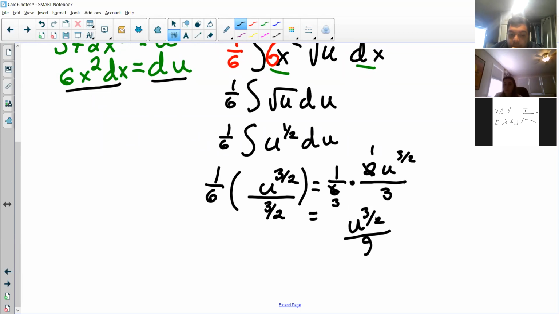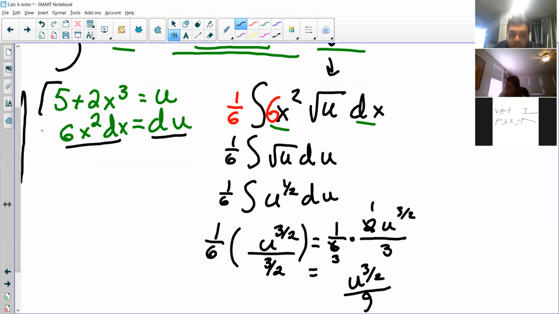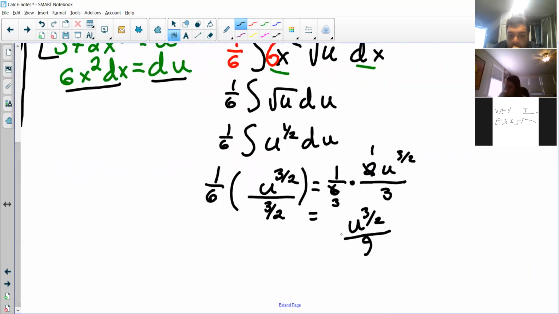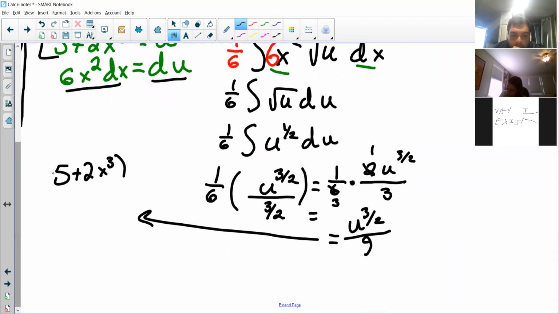So we have u to the 3/2 power all over 9. But we weren't looking for it in terms of u. We need this x value. And our original u was 5 plus 2x cubed. So I'm going to rewrite this over here: 5 plus 2x cubed to the power of 3/2 all over 9. But don't forget, you integrated an unbounded integral. So just put your little plus c there.